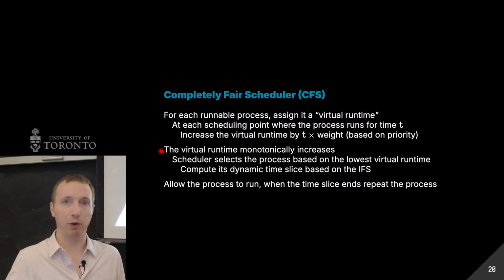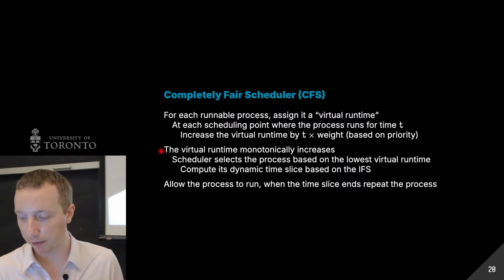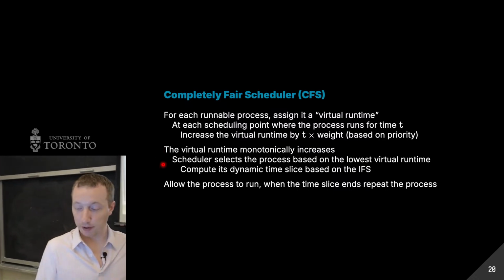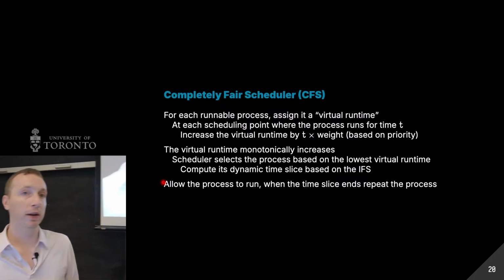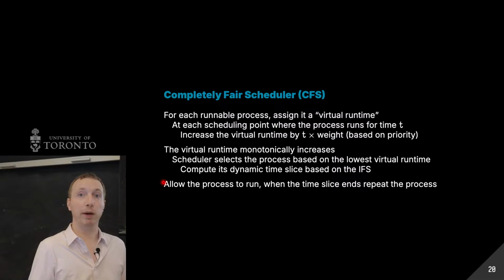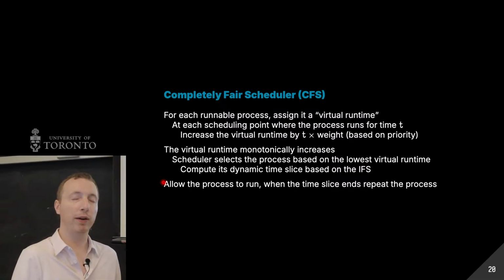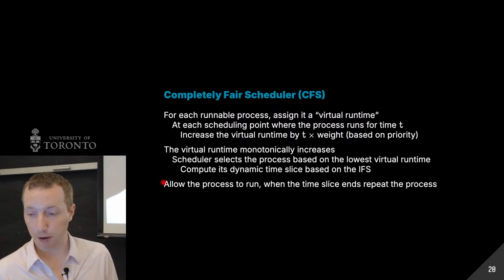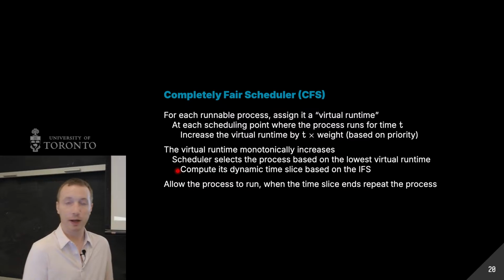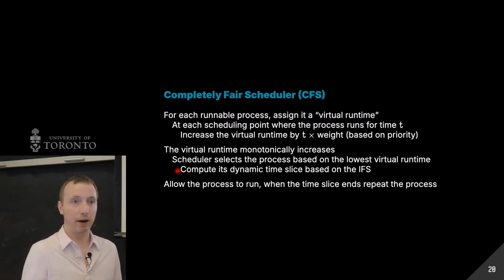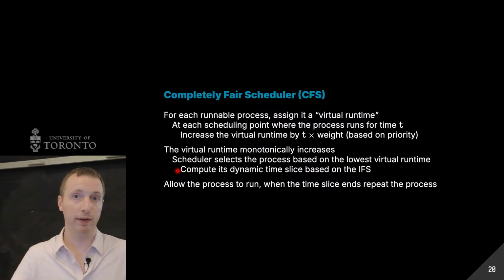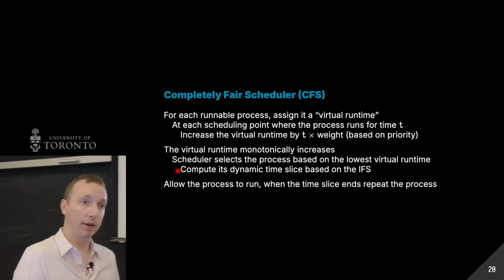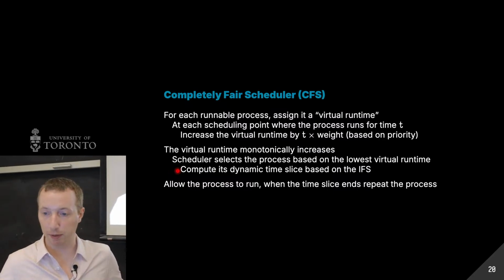It's just saying you can't go into the negative. It just keeps track of it over and over again. So how the scheduler actually works is it will select the process based off the lowest virtual runtime. So whichever process hasn't run in the longest amount of time, it will pick that process to run, and then it will compute its time slice dynamically based off the ideal fair scheduler. So if it has fallen behind any other process on the system, it will get a larger time slice in order to catch up to the other processes to be fair.